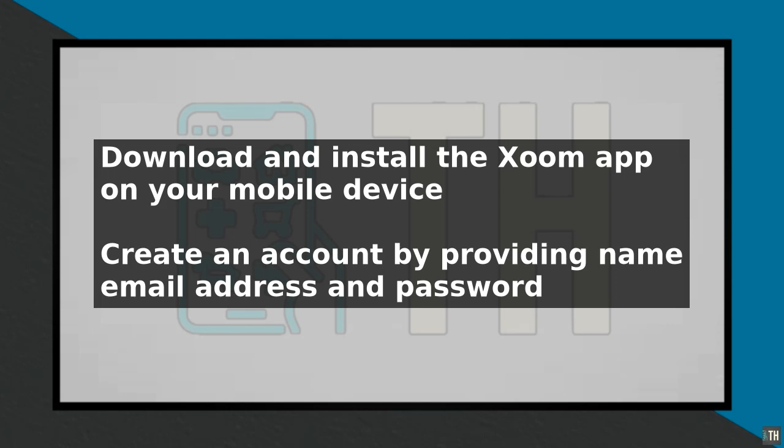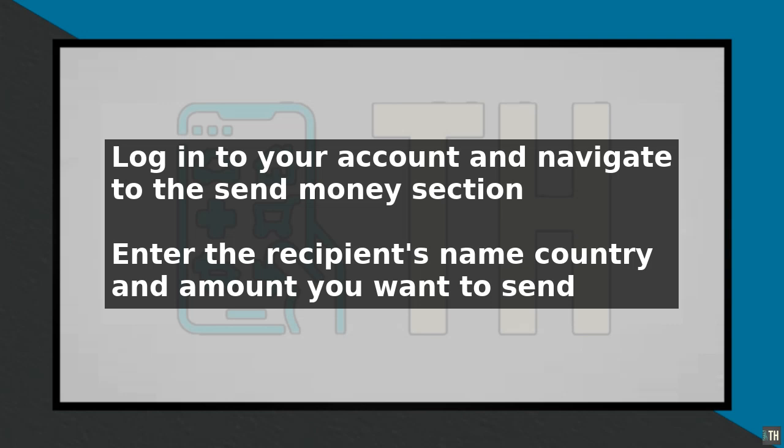After verifying your email address, log into your account and navigate to the Send Money section. Here, you will need to enter the recipient's name, country, and amount you want to send. You can choose from various payment options such as bank deposit, cash pickup, or mobile wallet.